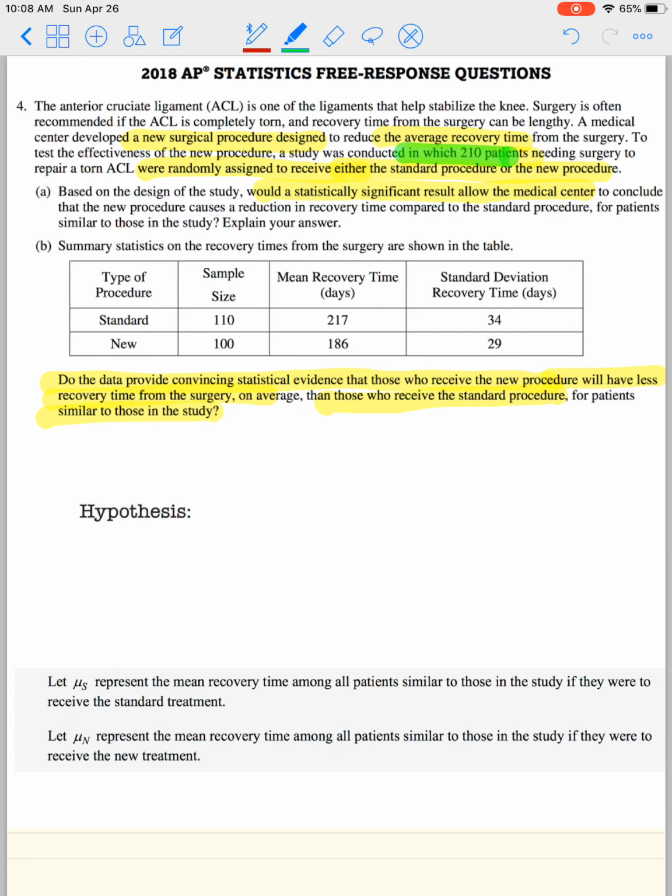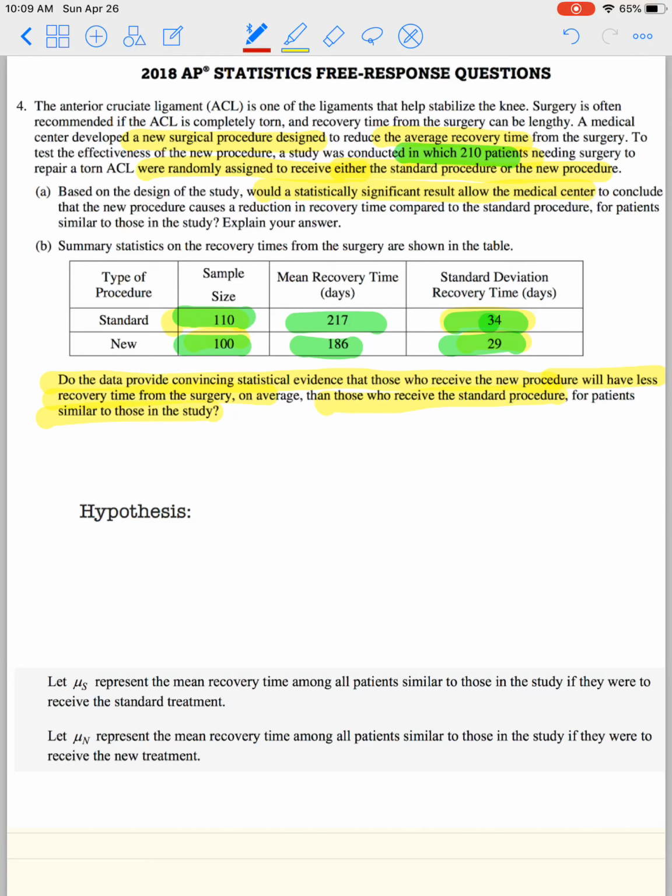So they took 210 patients. Those are not random patients, but they were randomly assigned, 110 and 100. The recovery time was 217 days with 34 days as the standard deviation, and 186 days with 29 as the standard deviation. Now, this is going to be a T, even though these numbers are really high, because the S, the standard deviation, came from the sample. So the standard deviation is unknown, so it must be a T.